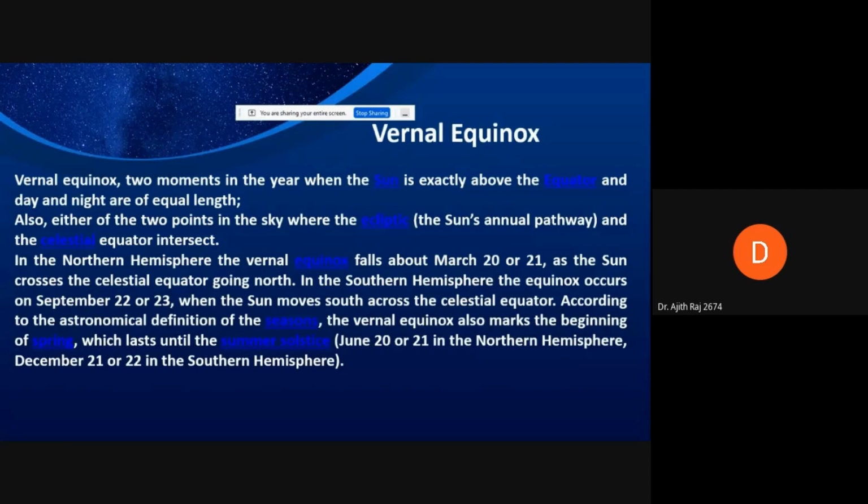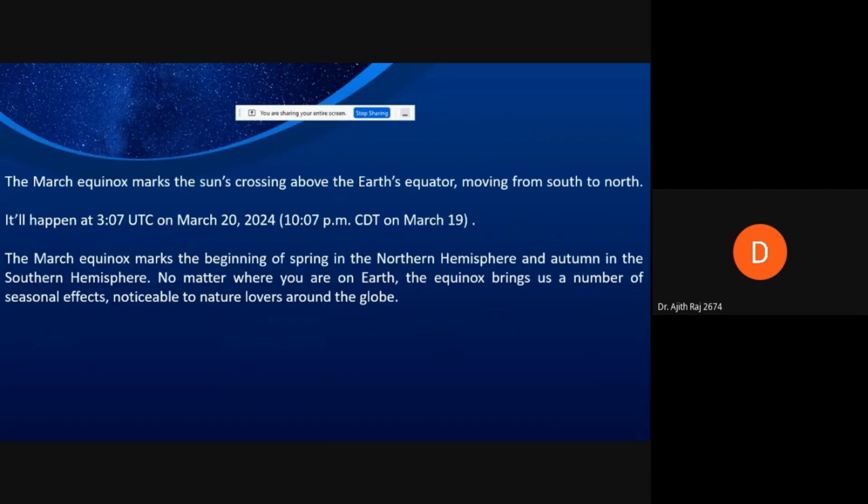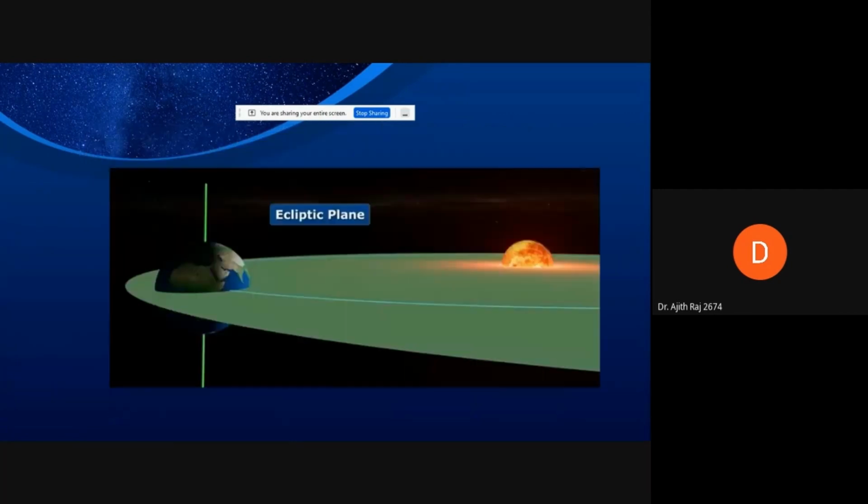Now, what do we mean by this vernal equinox? Vernal, we will come back to that later. If you see here, if you keep this sphere exactly in this position with respect to the Sun, there is a plane which we call the ecliptic plane. But in reality, this is not happening. If the Earth were in an exactly straight vertical position, then from the North Pole to the extreme South Pole, the climate would be exactly the same throughout the year, which is not the reality.